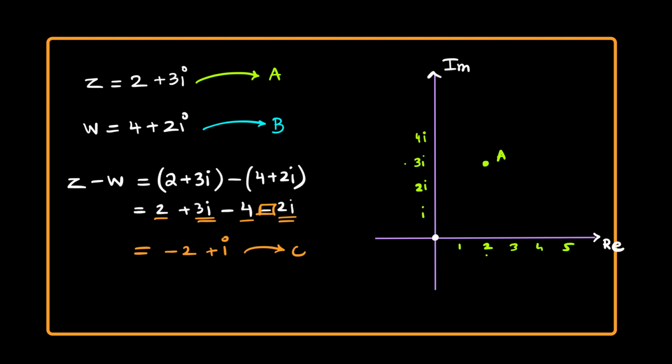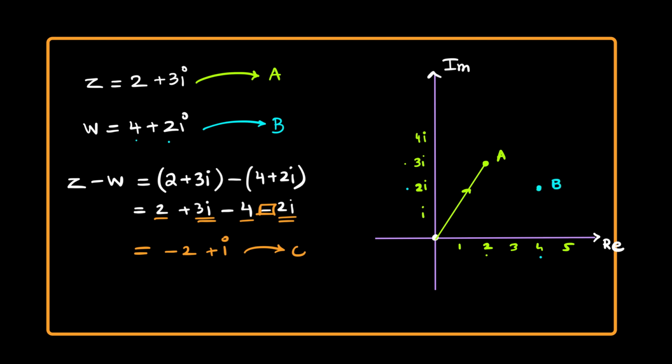And I'll also join it from the origin and I'll make it as a vector OA. That is the first thing. The second point that I'm labeling is 4 plus 2i. So this is 4, this is 2i. So this is 4 plus 2i over here.